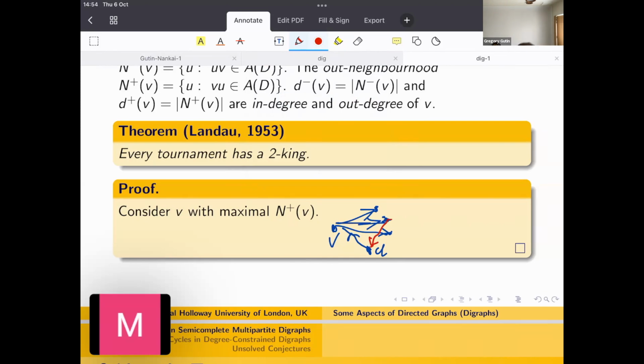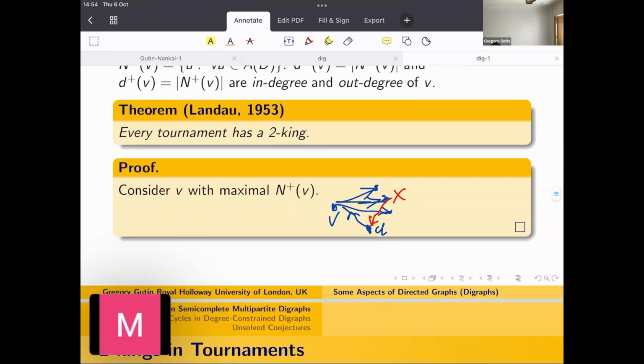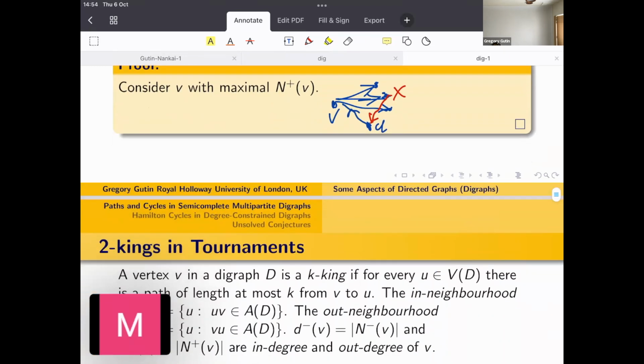Remember, this is a tournament, so one arc must exist between, say, this X and U. So if it's not UX, then it's XU, right? So now you see this path of length 2 from V to U. So that's as simple as that. There is nothing difficult in this result, of course, but it's one of the simplest but fundamental results about tournaments.